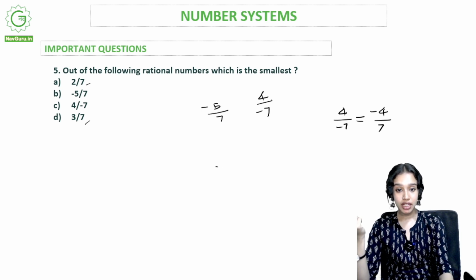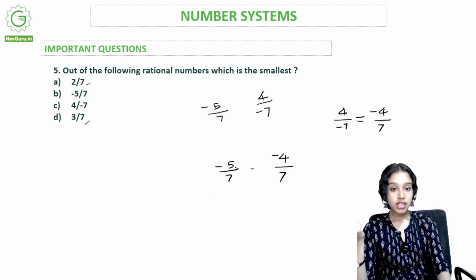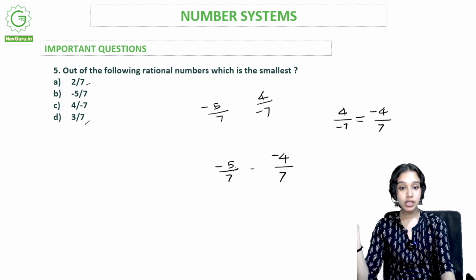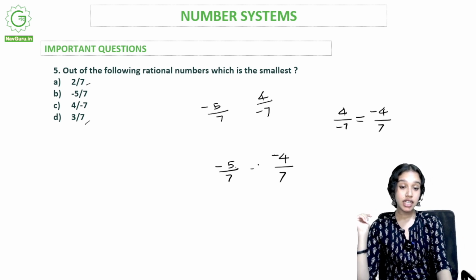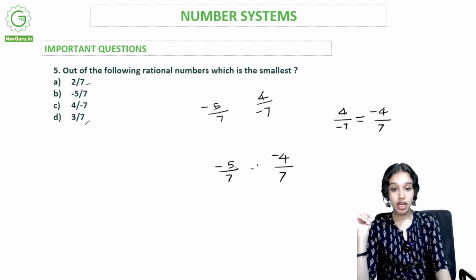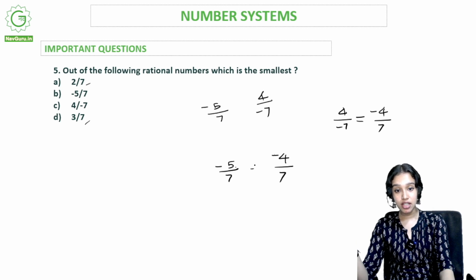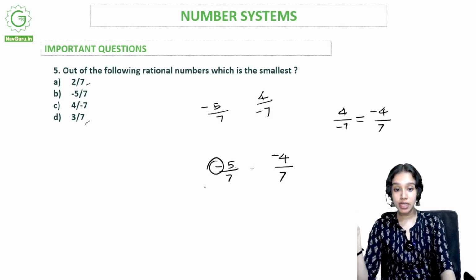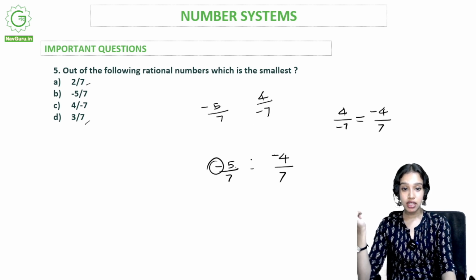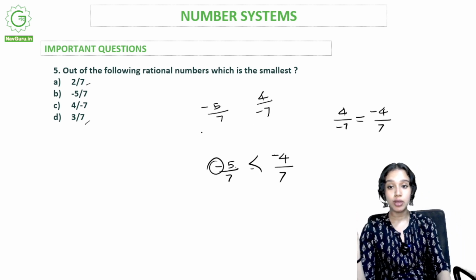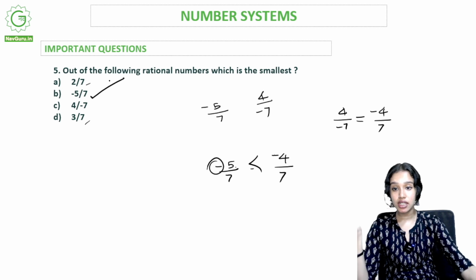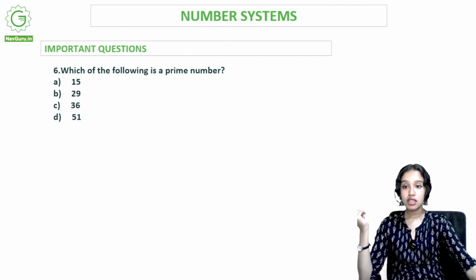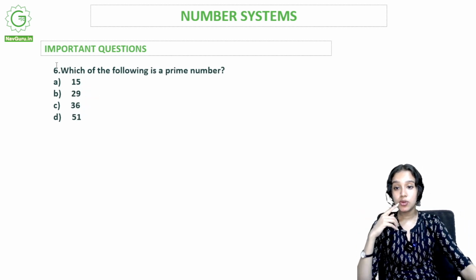So let's compare minus 5 by 7 and minus 4 by 7. Minus 5 or minus 4, which is the greater number? The greater number is obviously minus 4 and the smaller number is minus 5. Why? Because of the minus sign. So now we get that minus 5 by 7 is lesser than minus 4 by 7. So this is the right answer. Now, moving on to the next question.